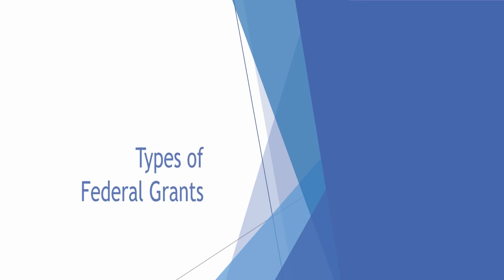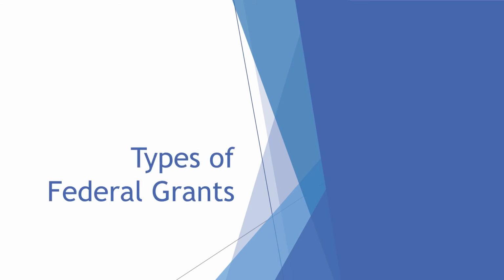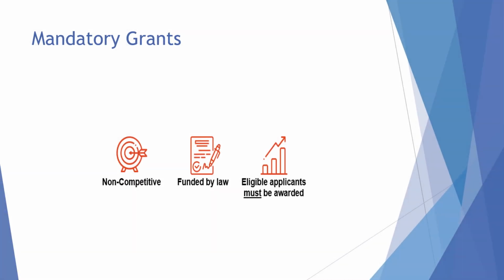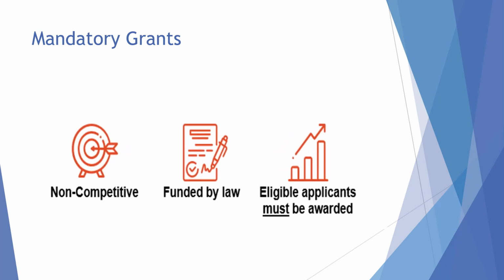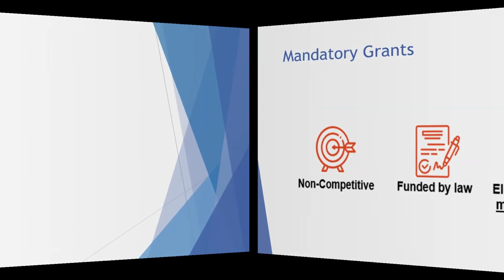Let's now turn our attention to the types of federal grants. The first grant we will discuss are mandatory grants. Mandatory grants are non-competitive, funded by law, and eligible applicants must be awarded. Let's now discuss the two types of mandatory grants.